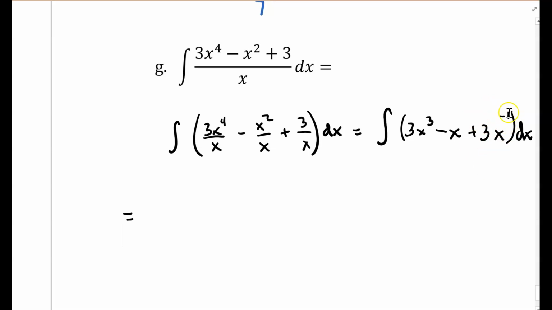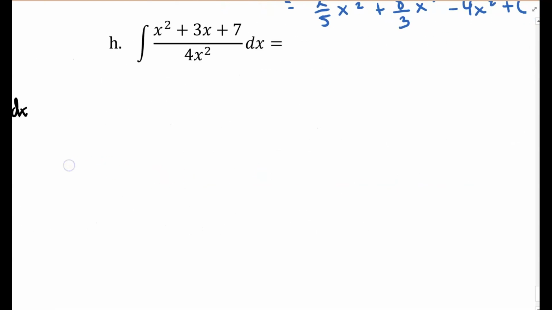Okay, and I'm going to use a combination of power rule antiderivatives, and also my natural log for that last one, right? It's power of -1. So what we get here is 3/4 x to the power of 4 minus 1/2 x squared plus 3 natural log absolute value of x plus the good old constant. Okay, and there is your antiderivative.